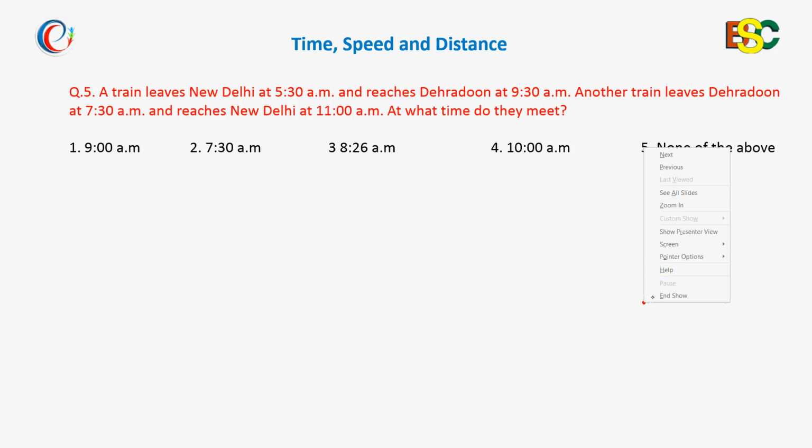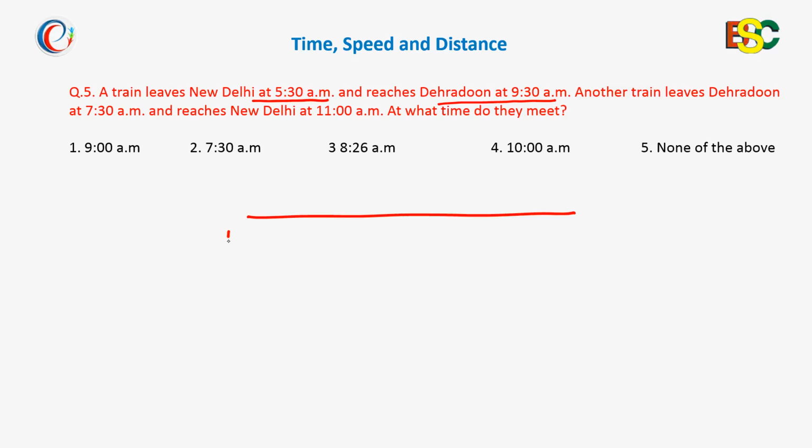Now coming to the next question, it says that a train leaves New Delhi at 5:30 a.m. and reaches Dehradun at 9:30 a.m. So suppose the train is leaving from New Delhi at 5:30 a.m. and reaches Dehradun at 9:30 a.m.